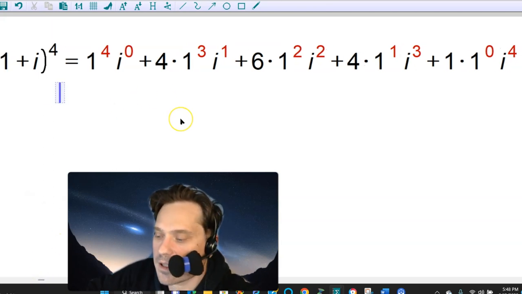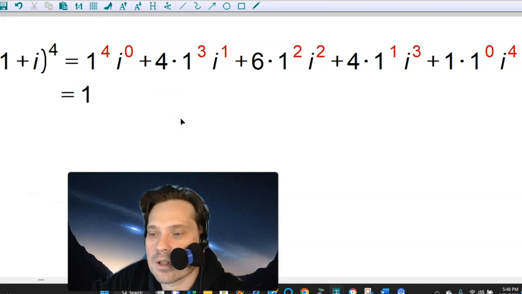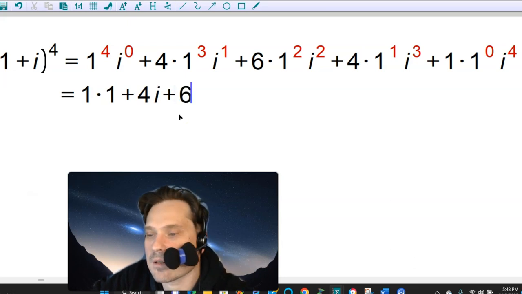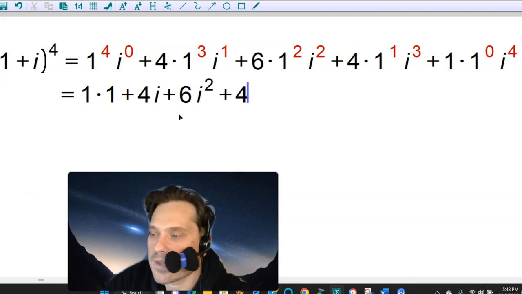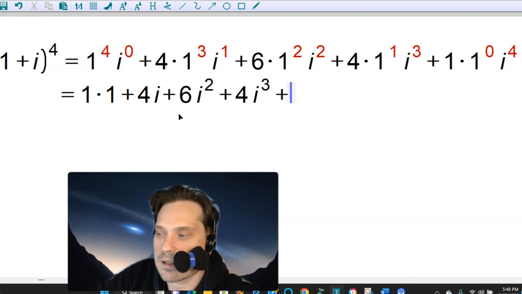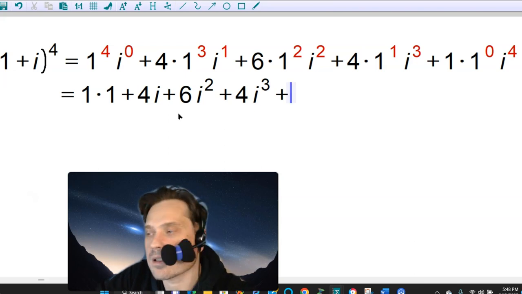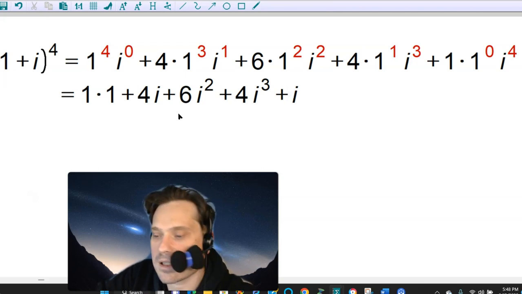So let's go on here. I'm going to say the following then. Now 1 to the 4th is 1. i to the 0 is just 1, plus 4. 1 to the 3rd is 1, and then this is just i. Plus 6, so 1 squared is 1, and then 6 times i squared is what's left over. Plus 4, 1 to the 1st is what? 1. So then it's just i cubed. And then you're going to have plus, now you have 1 times 1 to the 0, which is 1, times i to the 4th, which is i to the 4th.